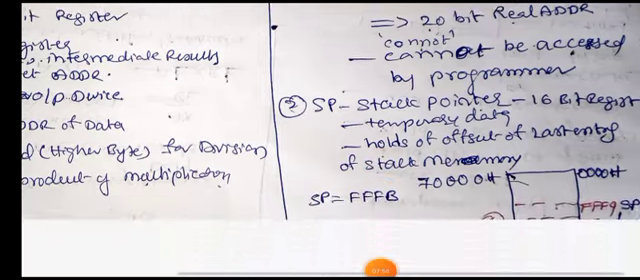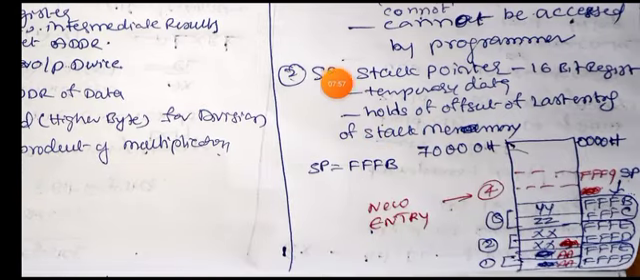And the next point is the stack pointer. The stack pointer is a 16-bit register. It can be used for temporary data storage or for holding intermediate results. It holds the offset address of the data. It holds the offset address of the last entry in the stack memory.